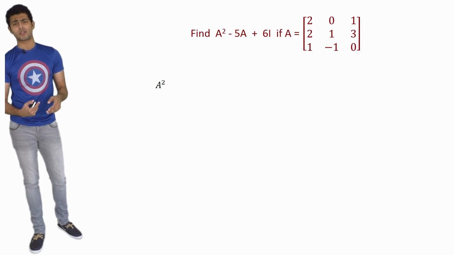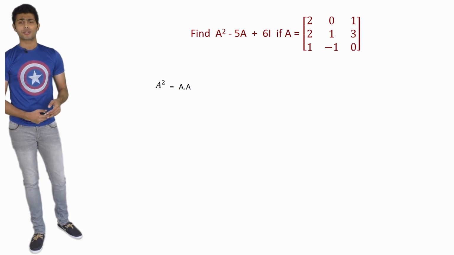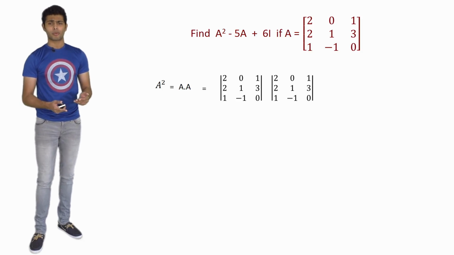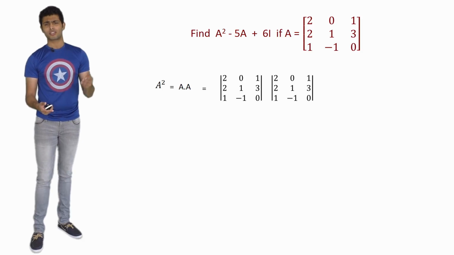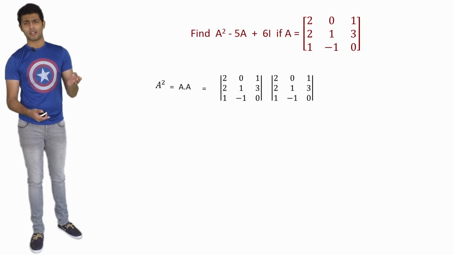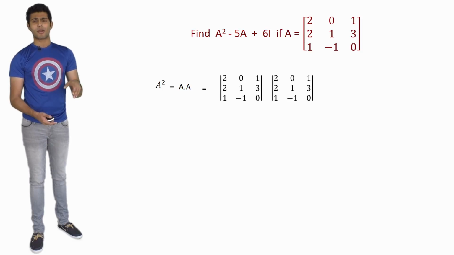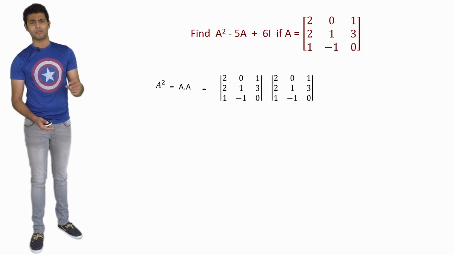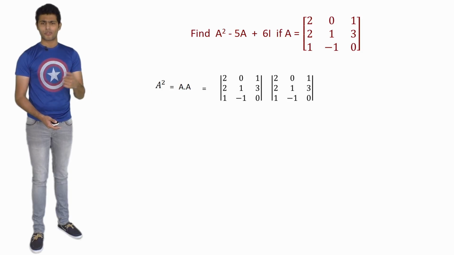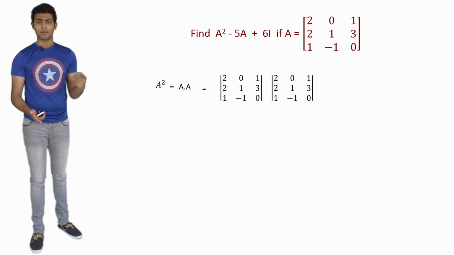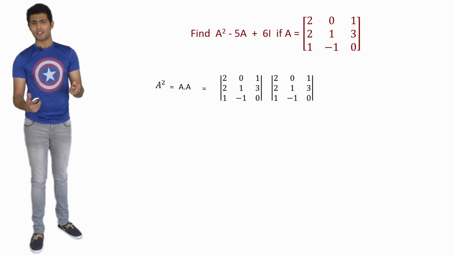So we know A squared is equal to a matrix times a matrix. So we're just going to substitute the value of the A matrix over here, and we're going to multiply it. When you're multiplying two matrices, you take the first row from the first matrix and the first column from the second matrix, and by multiplying and adding we get the first element. To get the second element, we multiply the first row of the first matrix and the second column of the second matrix, and for the third element we do the first row of the first matrix and the third column of the second matrix.